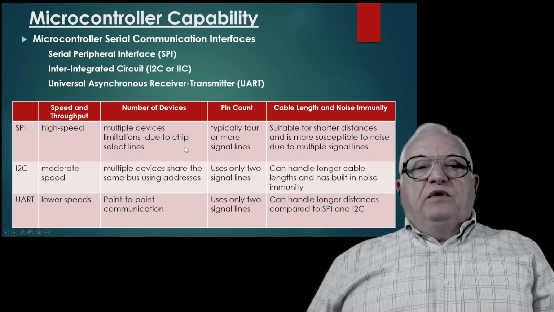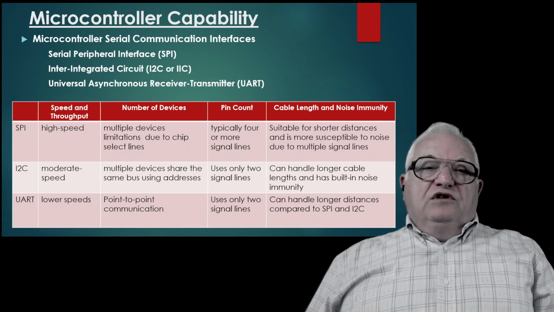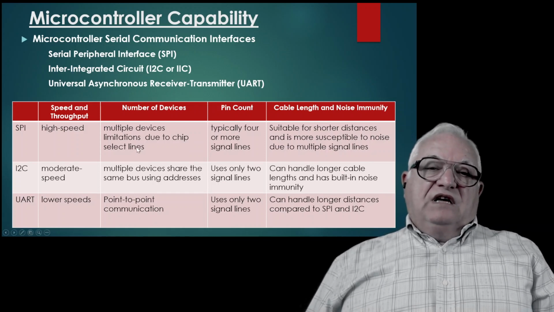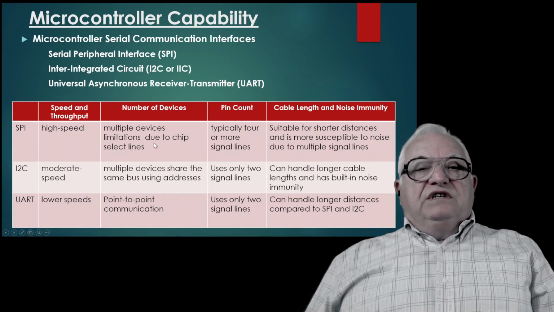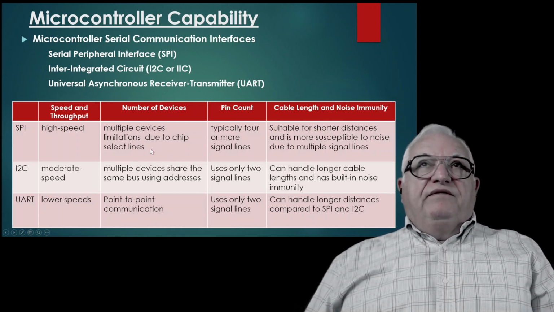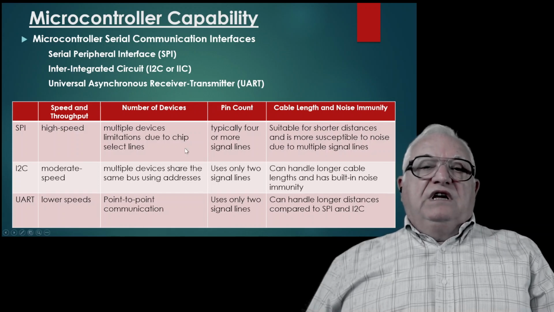Now let's talk about the number of devices that can be hooked up at the same time. For the SPI, you can have multiple devices. However, the limitation is that for each device, you need a select line. So if you have 5 devices hooked up, then you need to have 5 extra pins to hook up those cables for the chip select.